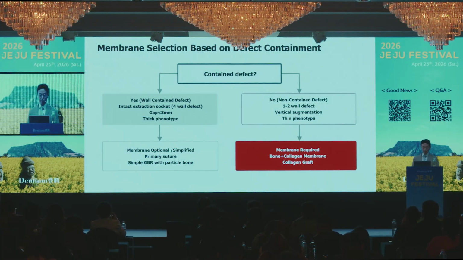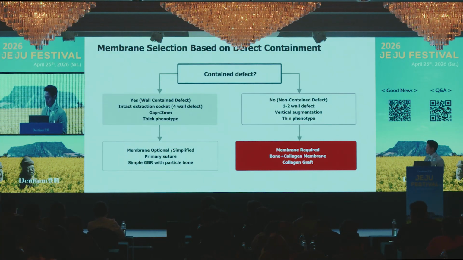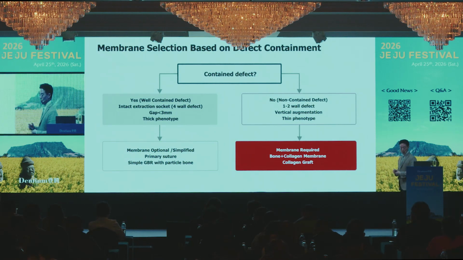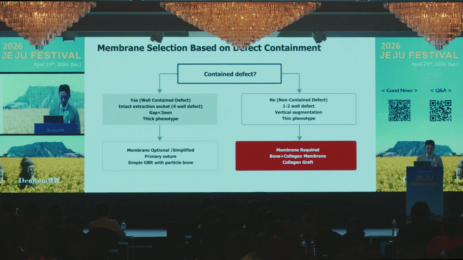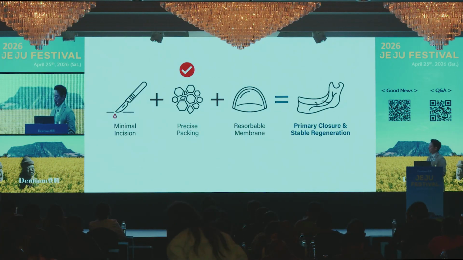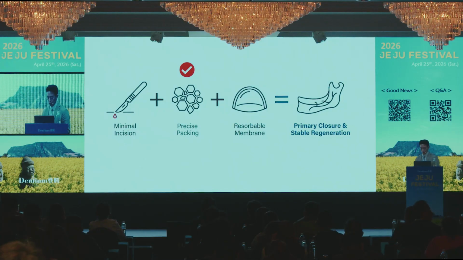Or a thin phenotype, in these situations, we should use a membrane, such as collagen membrane. I utilize a combination of particle bone and collagen membrane with, if necessary, collagen graft in this situation. Today, I would like to take a closer look at precise packing.